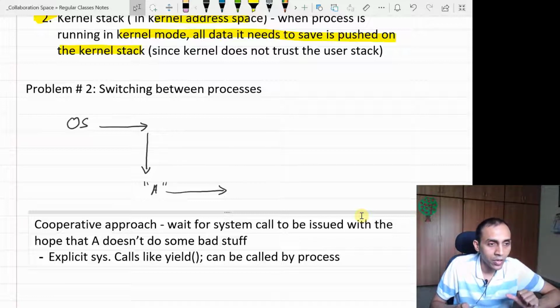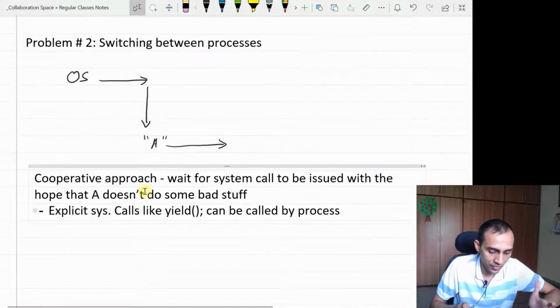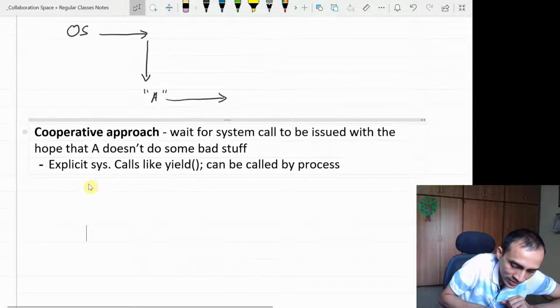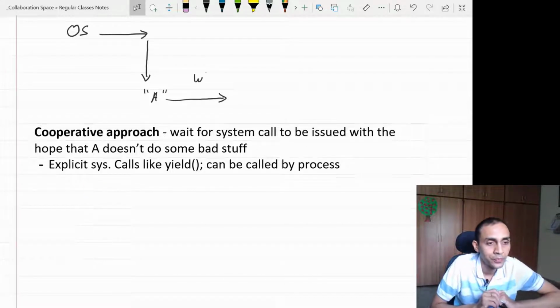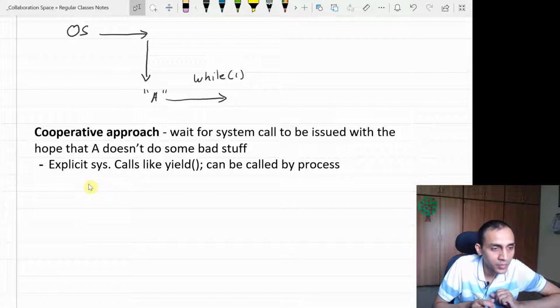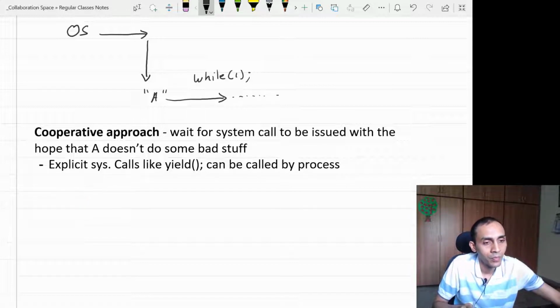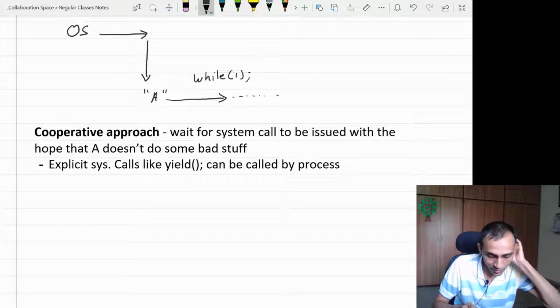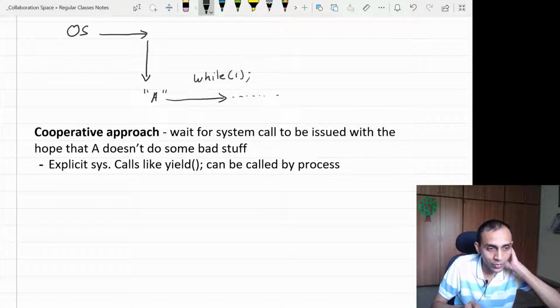But this is not an ideal situation, because what if A is not a good process? What if A wants to do something bad, maliciously, or even unintentionally just runs an infinite loop? We all make this mistake when we write programs early on, many times we have run an infinite loop. So what if that happens? If a process runs into an infinite loop, then the OS will have no other recourse except to... what should be done in that case? How can you terminate the process A?